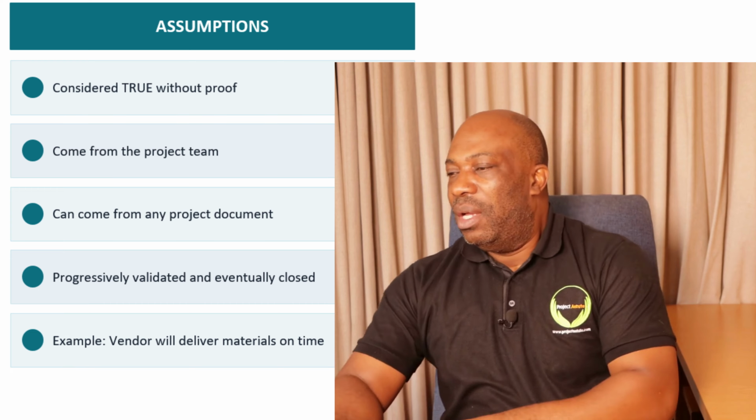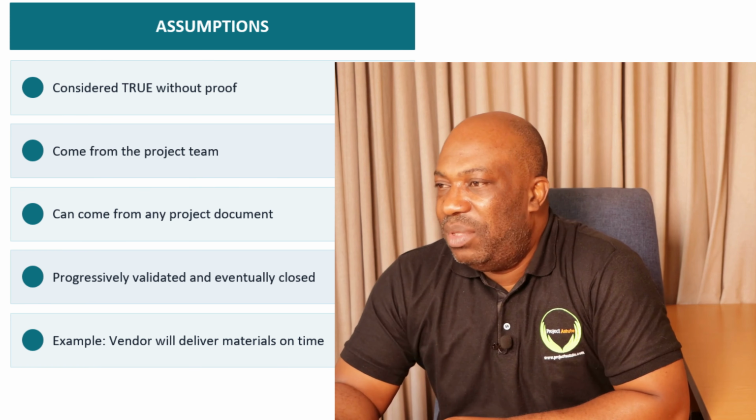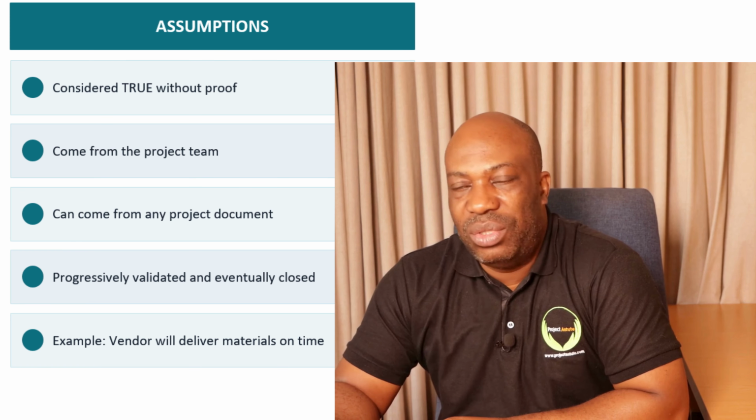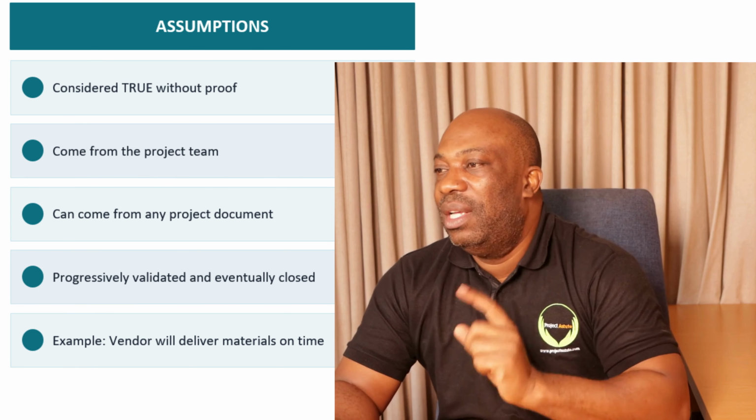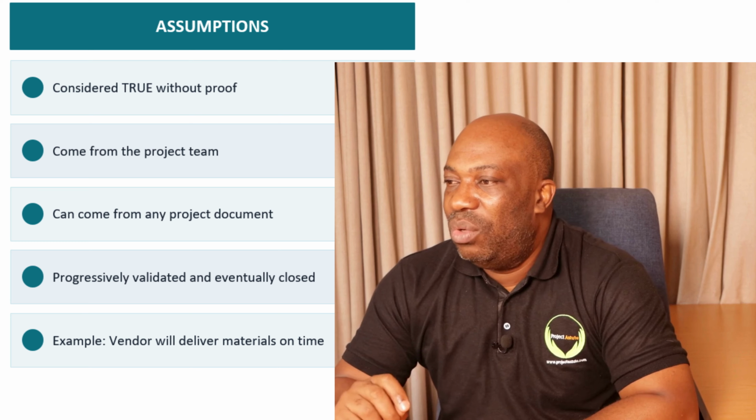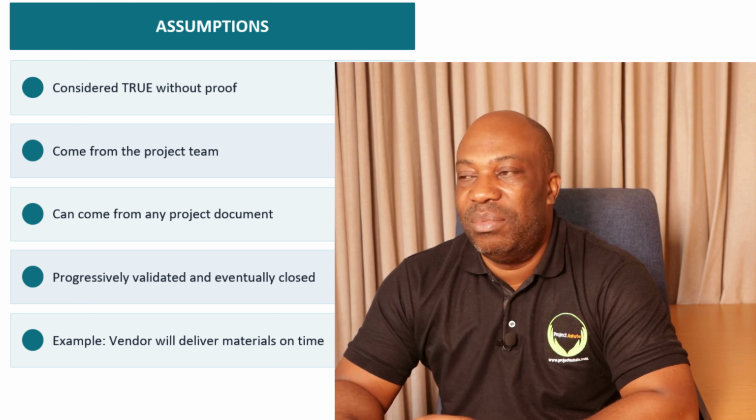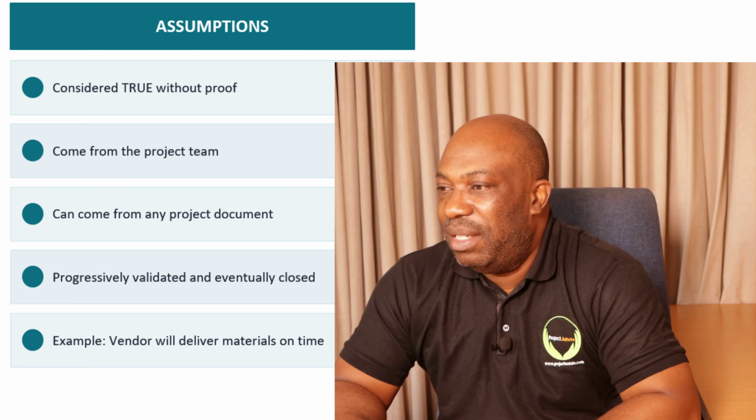So in this section of the video, we are going to clarify the main differences between assumptions and constraints. So let us go through them one by one, starting with assumptions, and then we also go through the constraints. In terms of assumption, it is considered to be true, but without proof. That is very, very important. Then it also comes from the project team. The assumptions should come from the project team.